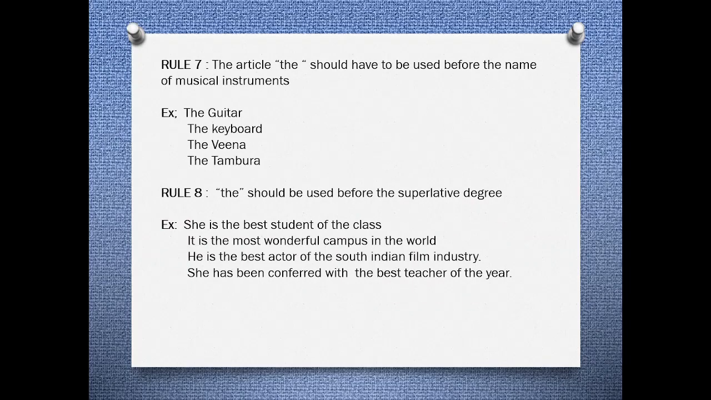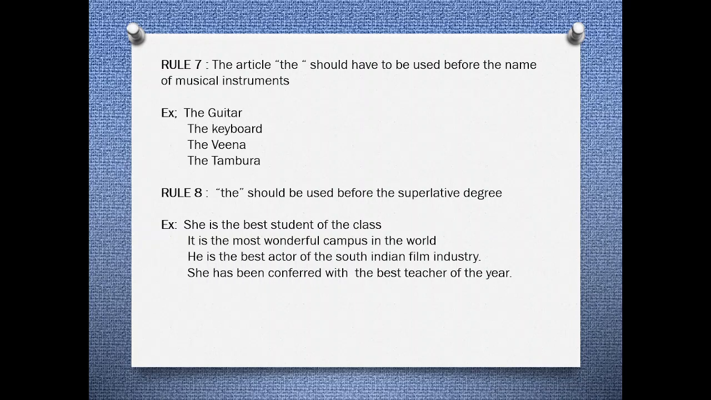And the article the has to be used before the names of musical instruments. When you're talking about musical instruments, you have to use the article: the guitar, the keyboard, the veena, the tambura. The next rule is that the has to be used when you speak in the superlative degree.